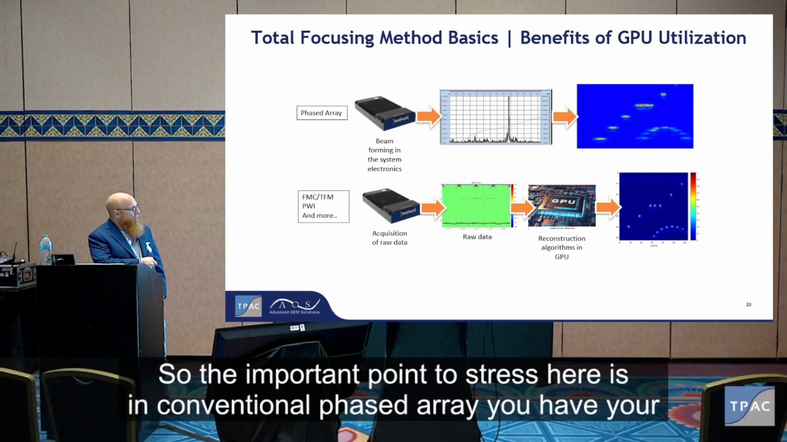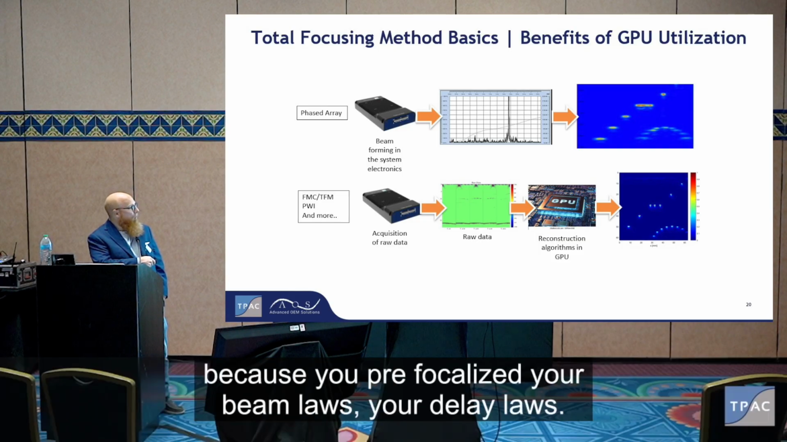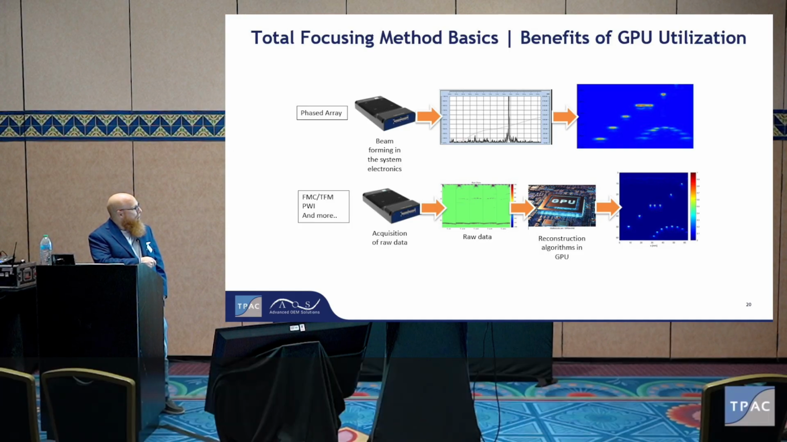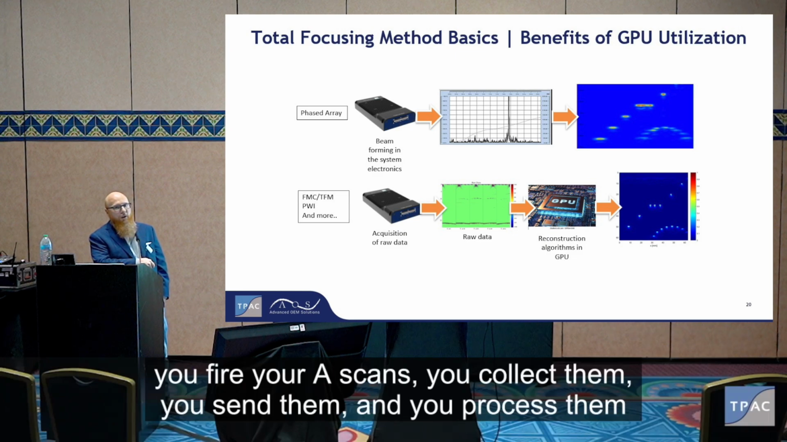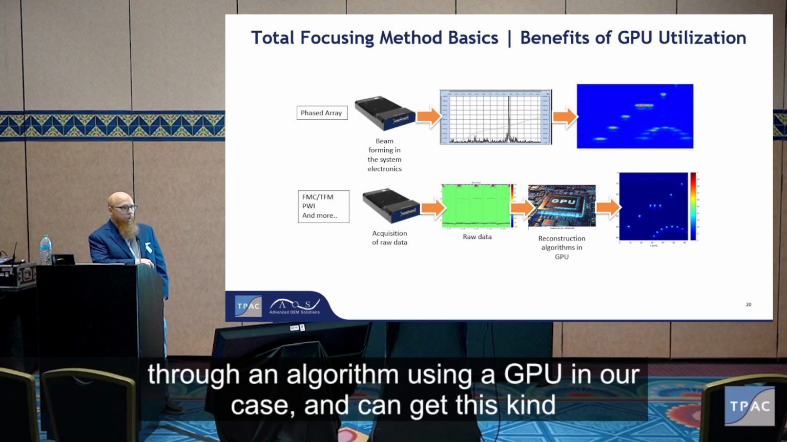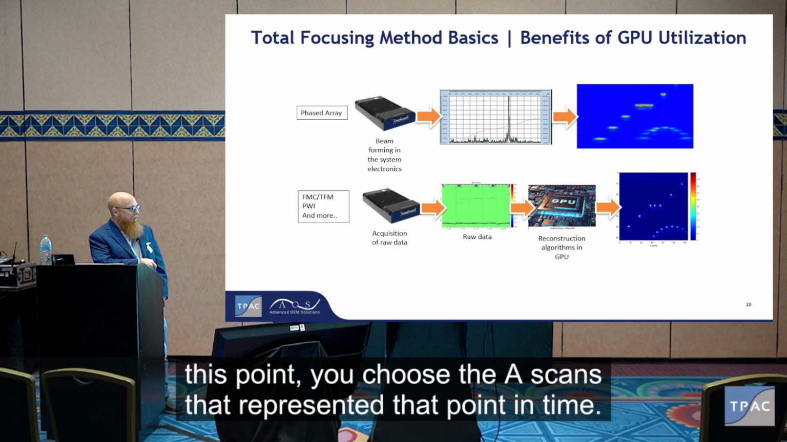So the important point to stress here is in conventional phased array, you have your device, you do your beamforming in the system, and you get a resolution because you pre-focalized your beam laws, your delay laws. If you're doing FMC TFM, you have your device, you fire your A scans, you collect them, you send them, and you process them through an algorithm using a GPU in our case, and can get this kind of resolution out of that. And the advantage is this can be focused everywhere, because when you want to draw this point, you choose the A scans that represented that point in time.